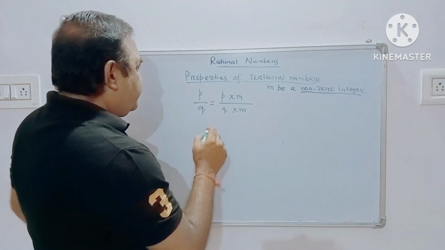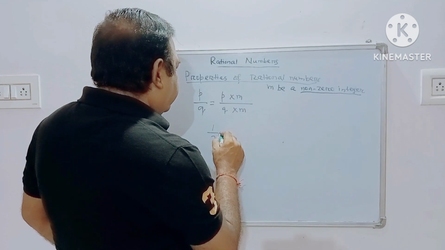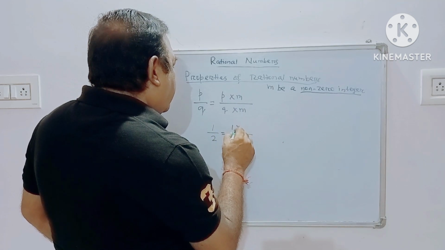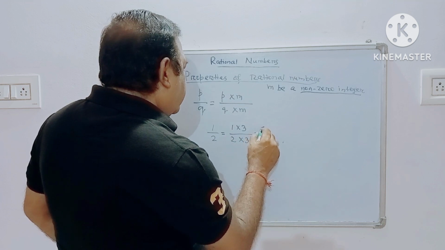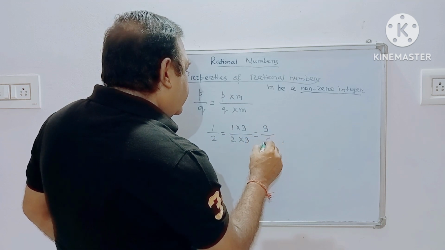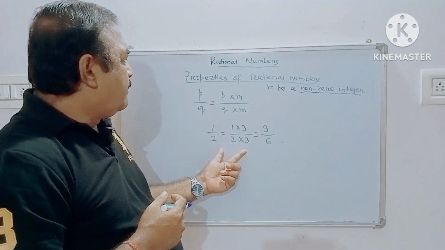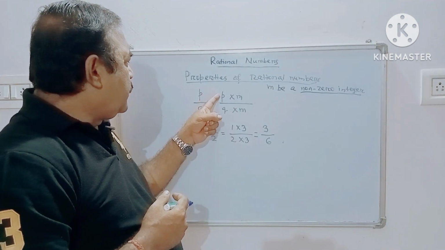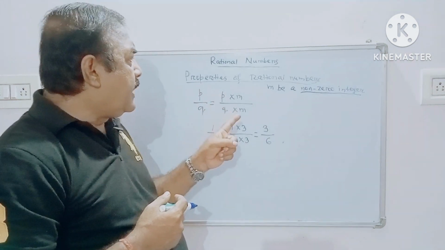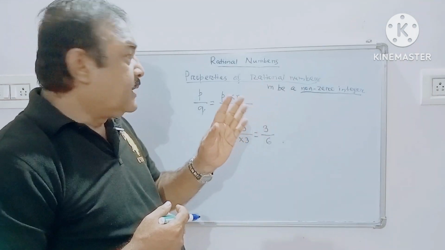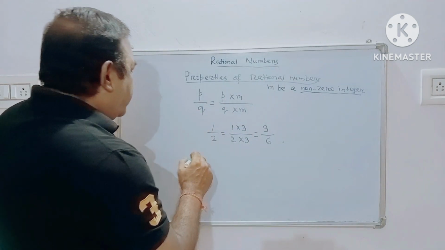Okay? Suppose 1 upon 2. I am taking m as 3 here. I may write 1 into 3 divided by 2 into 3, that is equal to 3 upon 6. The value is the same. But both the numerator and the denominator should be multiplied by a non-zero integer. Clear?